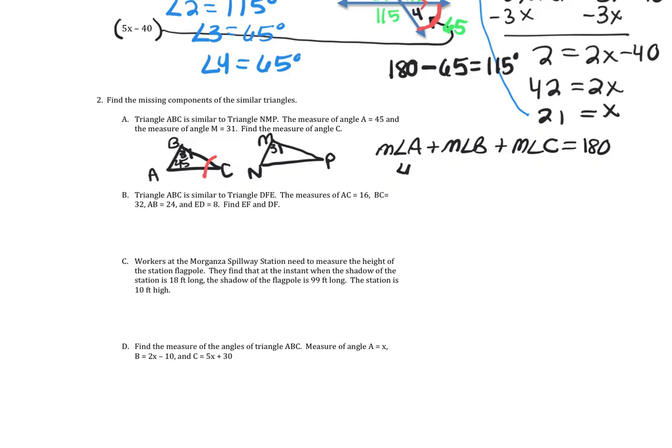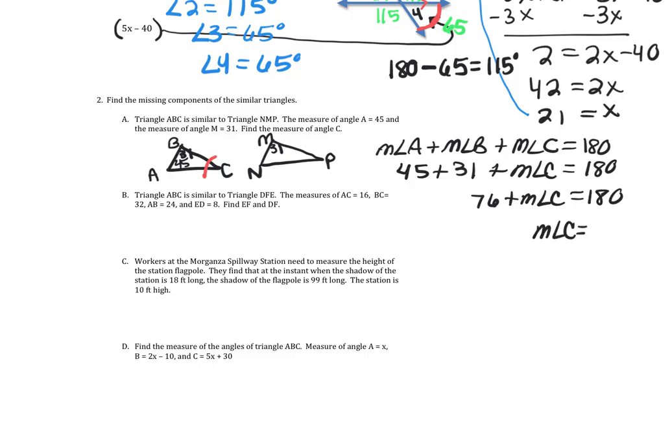And we already know that A is 45 and B is 31. So then finding the measure of angle C, we'll just have to solve for angle C here. So 45 plus 31 is 76. So if we subtract the 76 over, then the measure of angle C would equal 104 degrees.